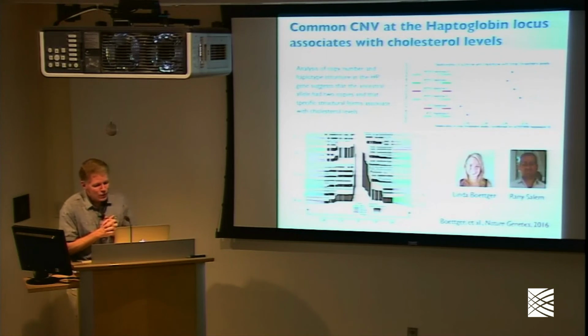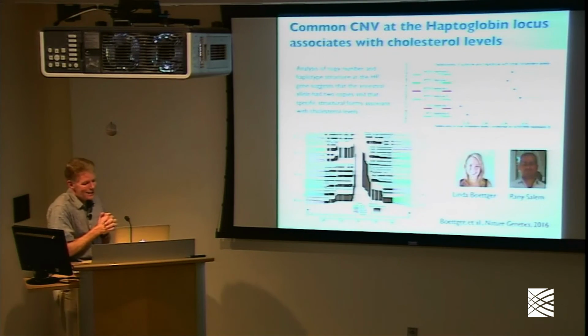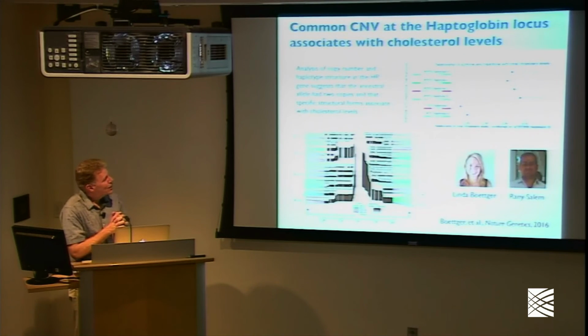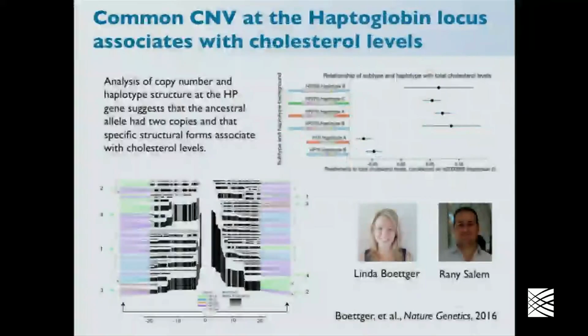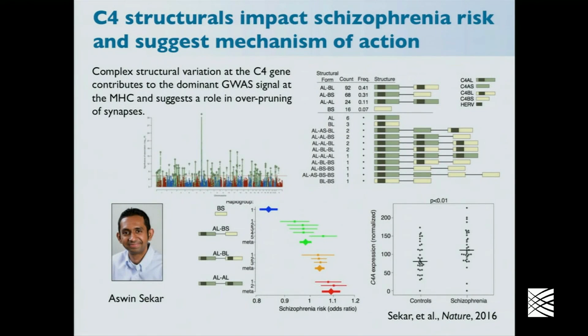Yeah. So very briefly, Linda Becker and Ronnie Salem earlier this year published a study where they looked at the haptoglobin locus. They showed there were many complex forms of it, and that there seems to be an association between haptoglobin and cholesterol level. And I want to spend my last 1 or 2 minutes especially talking about, I can't really do it justice here, the work by Handsaker to show the role of the C4 gene in schizophrenia.